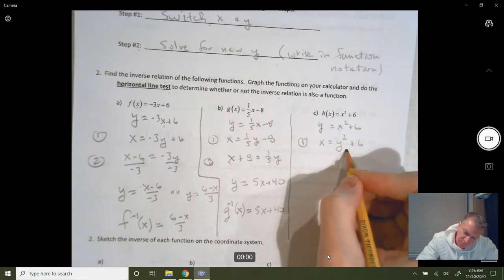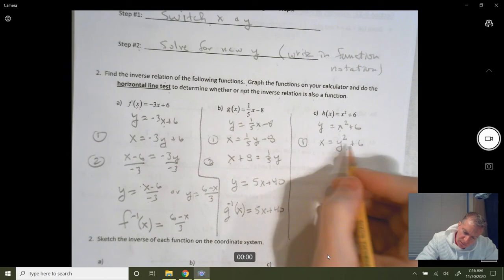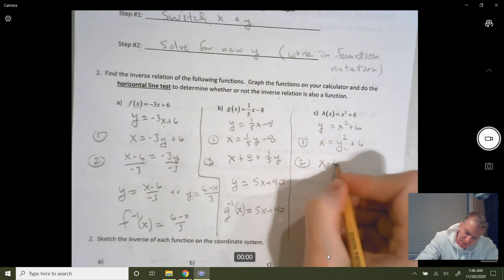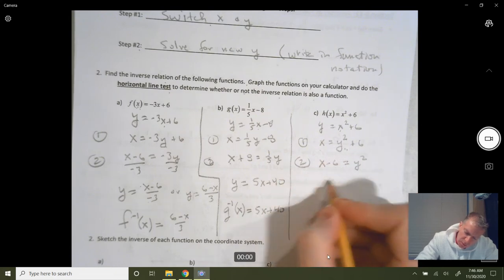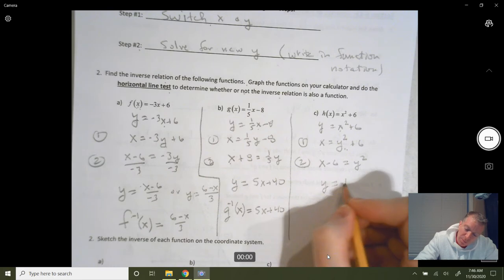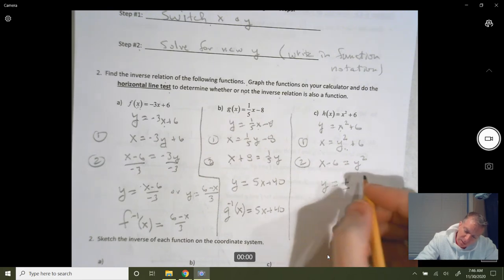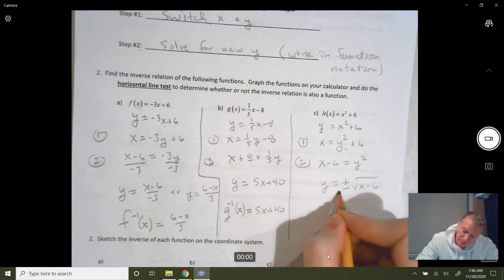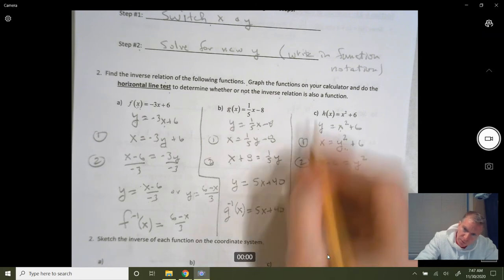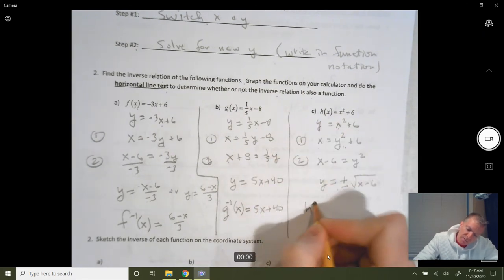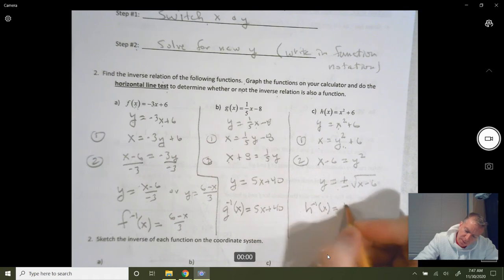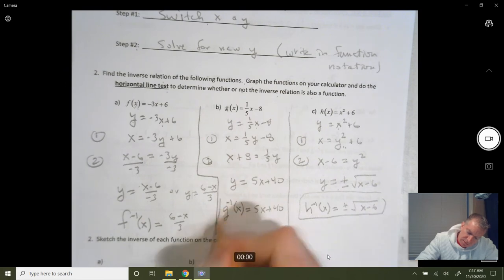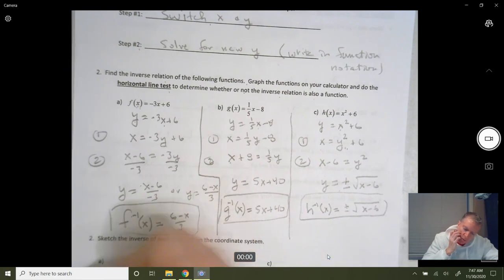Now this one. We have to solve for that. So step 2, we're going to solve for the new y. x minus 6 equals y squared. So y is going to equal plus or minus the square root of x minus 6. When you type this in your calculator, let's write it as an inverse. So h inverse of x equals plus or minus square root of x minus 6. You can type these all in your calculator and see what you notice.